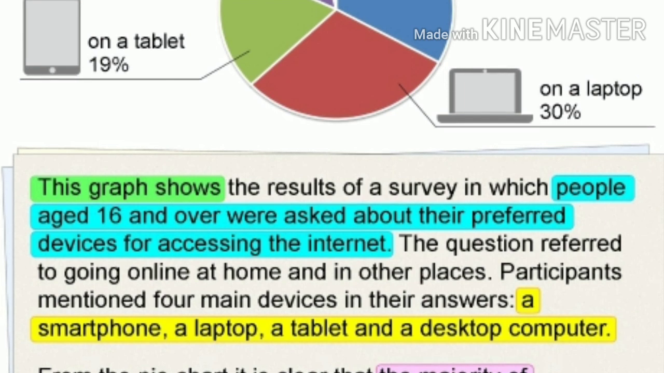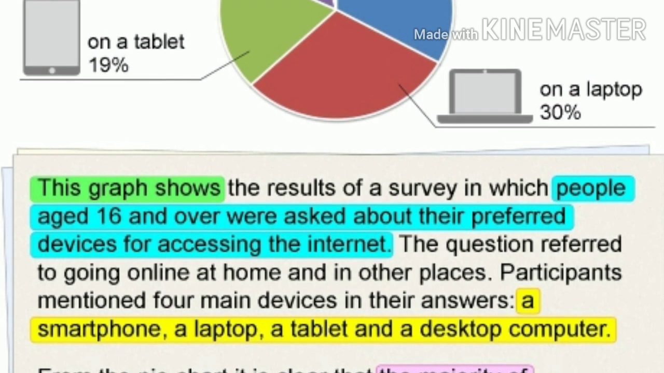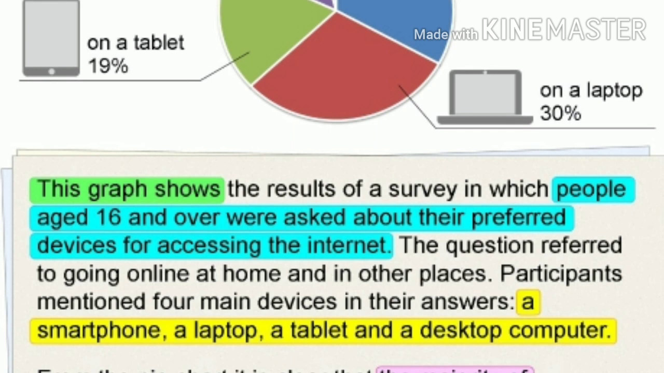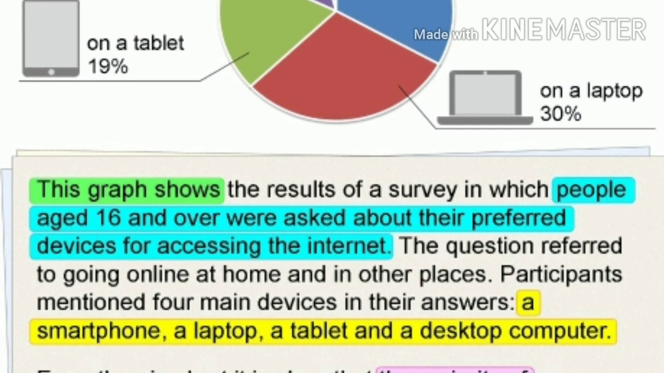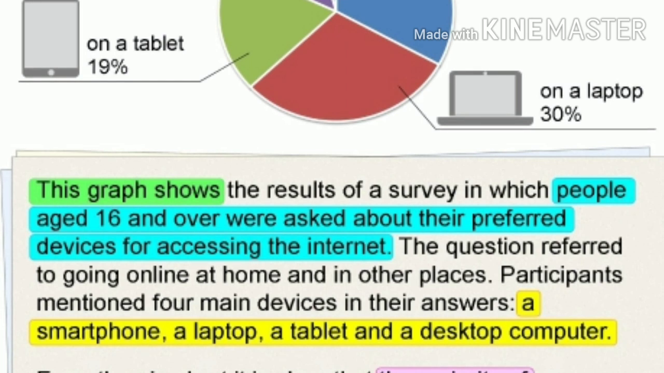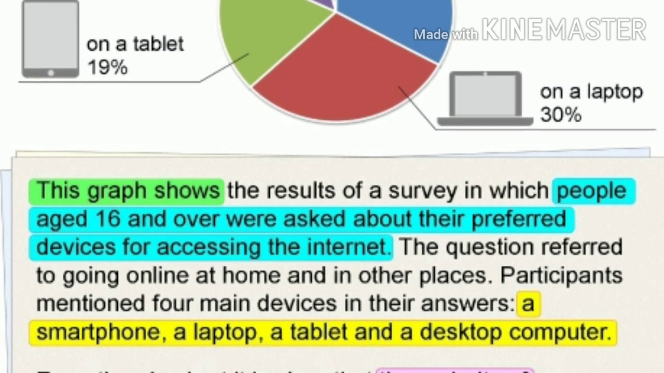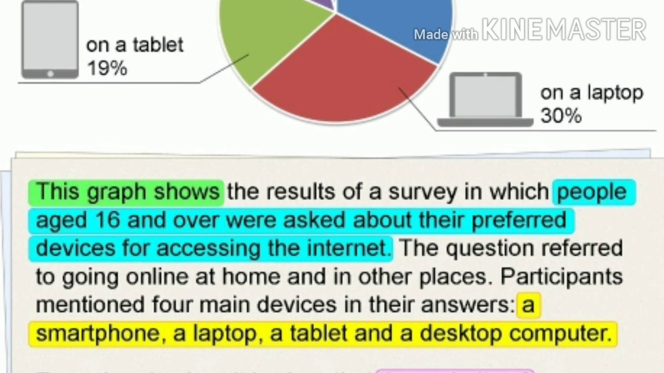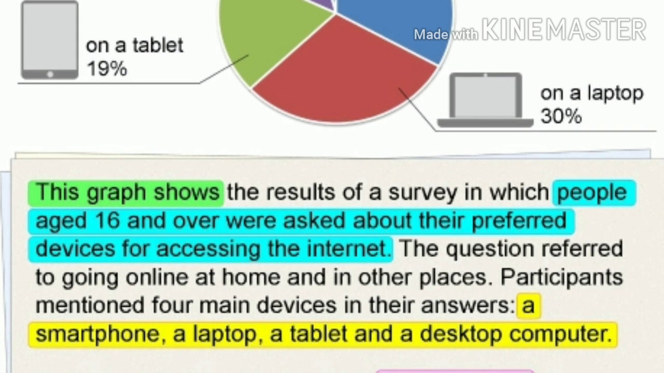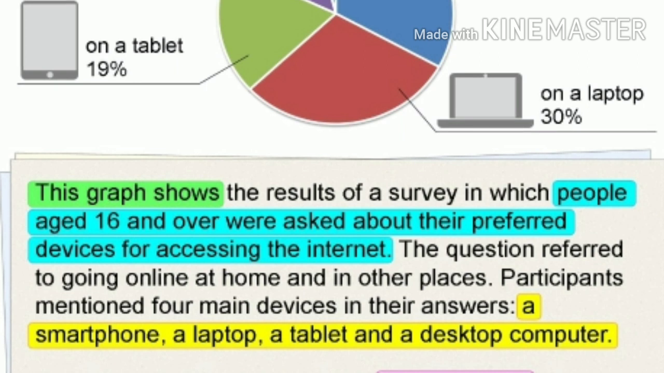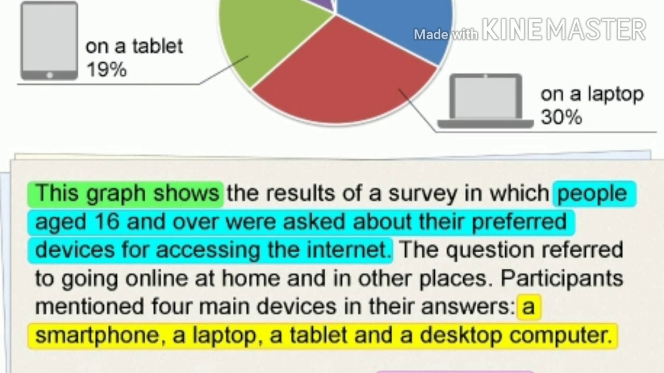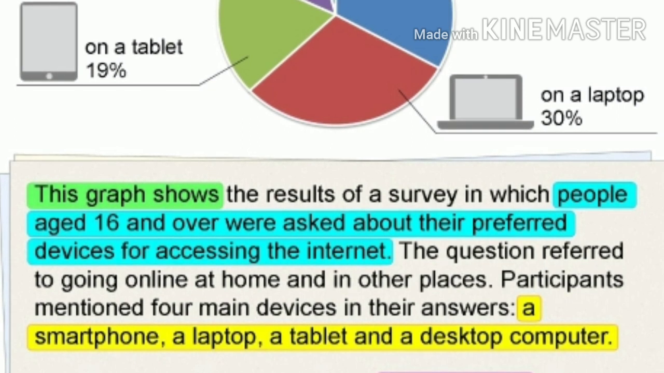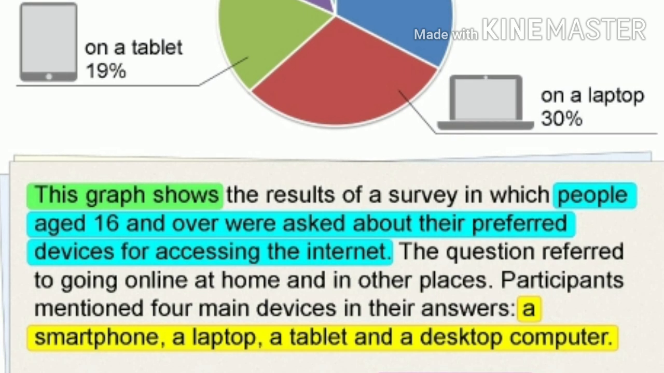If you pay attention to the title of the diagram, you can write the first paragraph, introduction, like this. This graph shows the results of a survey in which people aged 16 and over were asked about their preferred devices for accessing the internet. The question referred to going online at home and in other places. Participants mentioned 4 main devices in their answers: a smartphone, a laptop, a tablet, and a desktop computer.